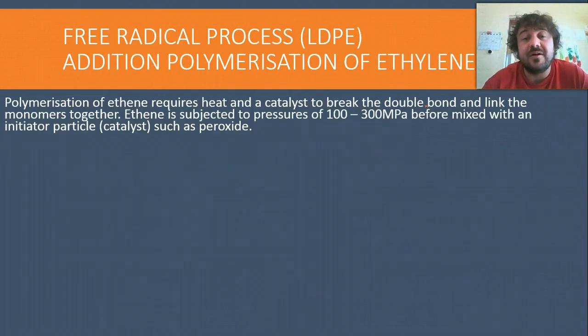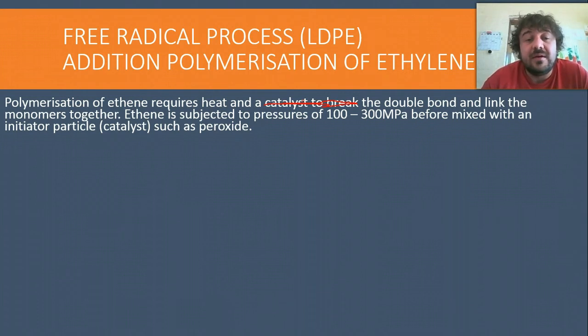Alright, the free radical process to make LDPE. So this is addition polymerization of ethylene. Now it requires heat and catalyst to break up the double bond of the monomers together. In this case, we're not talking about a catalyst, we're going to talk about the free radical process. So you can actually get rid of that line there, we don't need to worry about that one. Now it's subject to high temperatures, about 300 degrees Celsius, and intense pressure, 100 to 300 megapascals.